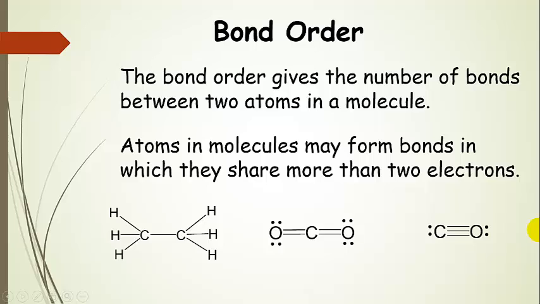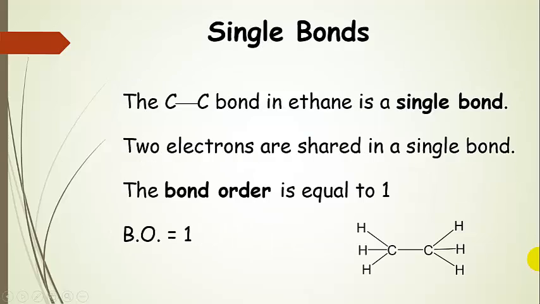represents 2 electrons. So this carbon-oxygen bond involves sharing 4 electrons. This carbon-oxygen bond involves sharing 6 electrons. And of course, the carbon-carbon bond in ethane is 2 electrons shared, and we've seen quite a few examples of that. So the carbon-carbon bond in ethane is a single bond.